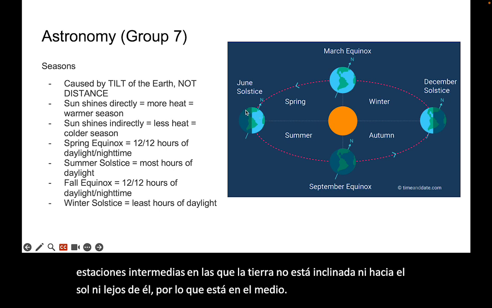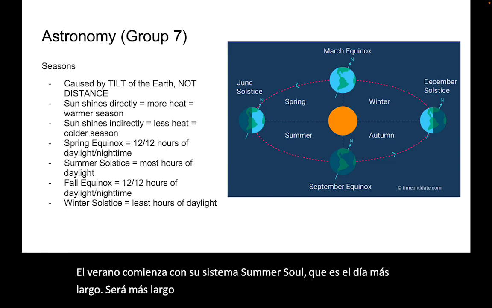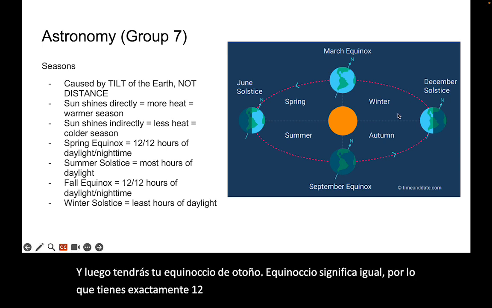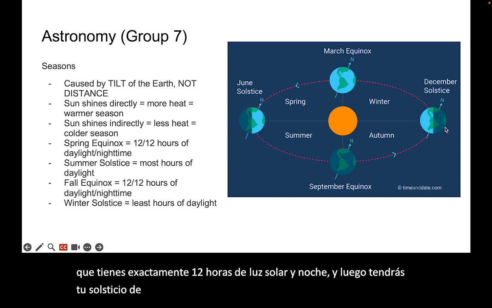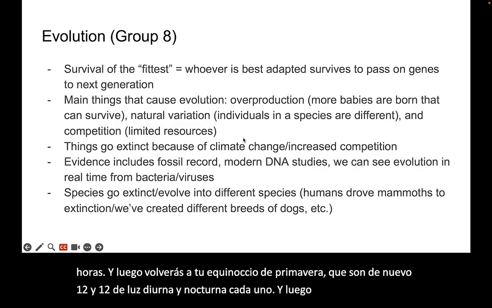Summer starts with your summer solstice, which is the longest day. It'll be longer than 12 hours. And then you'll have your fall equinox. Equinox means equal, so you have exactly 12 hours of sunlight and nighttime. And then you'll have your winter solstice, which is your shortest day, less than 12 hours. And then you'll go back to your spring equinox, which is again 12 and 12 of daylight and nighttime each, and then all the way back to summer.